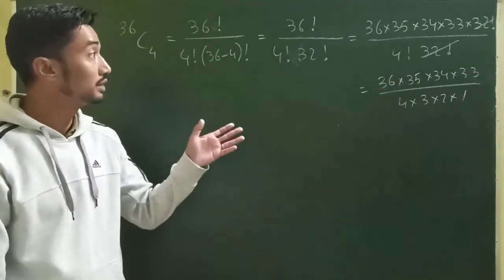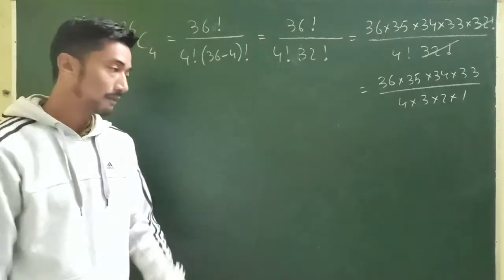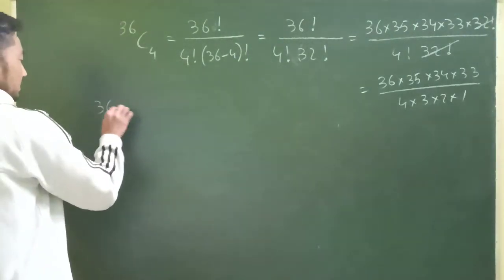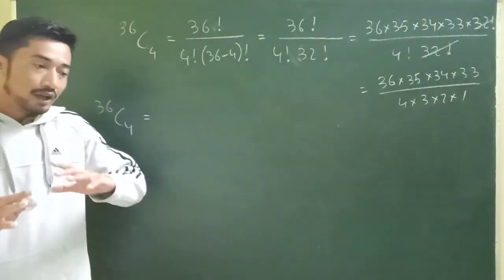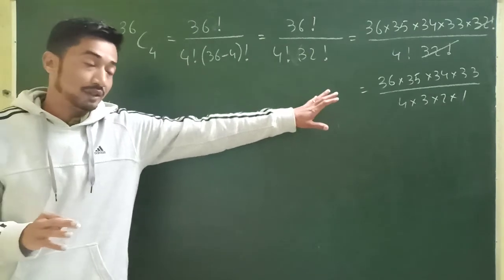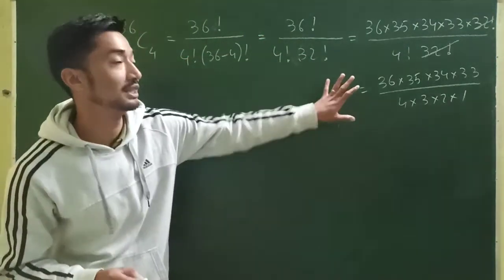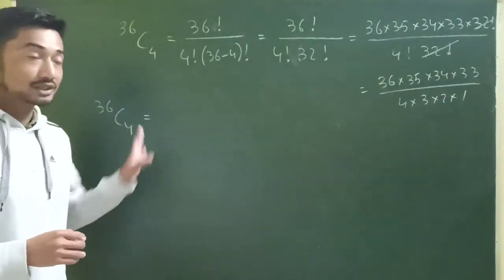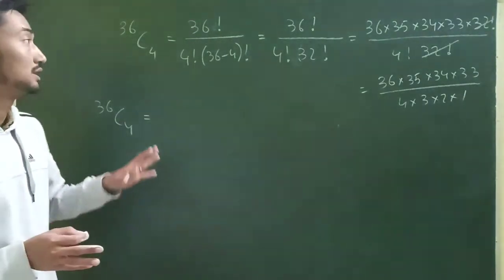What we can do is, for 36C4, I'll tell you what to do. I just showed this so that if you do not believe me, at least you will see the proof. For combinations, if you're in a hurry, it's a big problem, and you don't want to expand, you can do one thing.